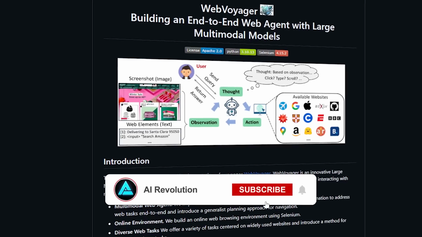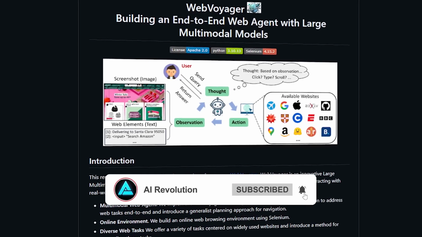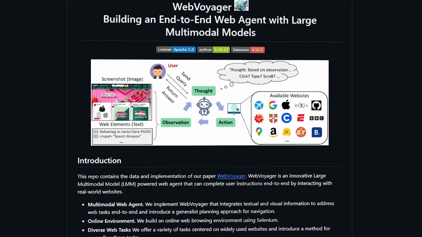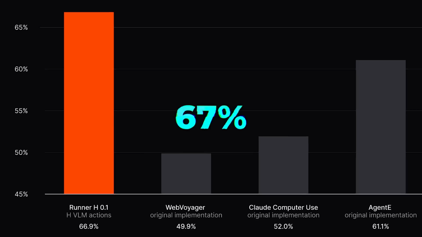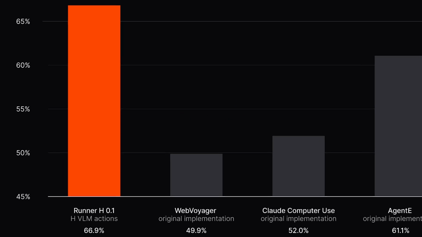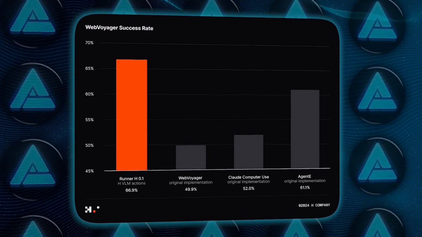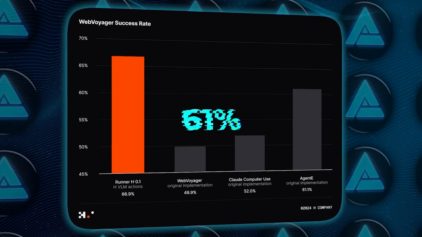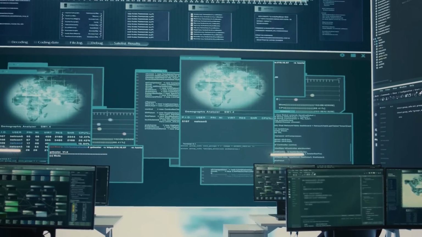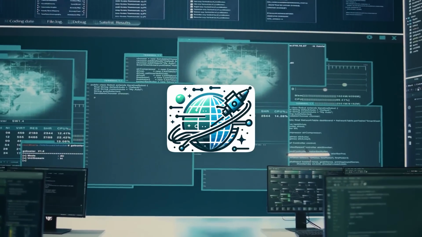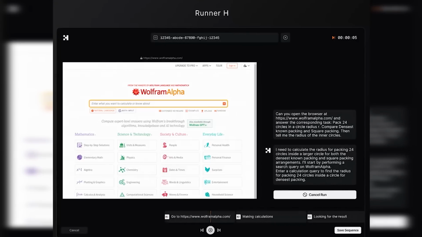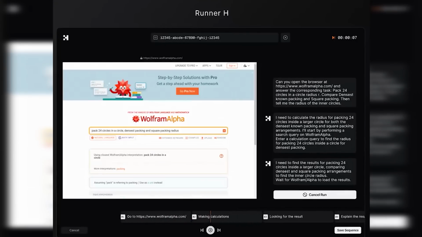The technology behind Runner H is backed by solid benchmarks. On Web Voyager, a test that evaluates an AI's ability to navigate and interact with live websites, Runner H scored 67%, beating competitors like Anthropic's Computer Use at 52% and Emergence Agent E at 61%. What makes this even more impressive is that Web Voyager uses live public websites, so the performance isn't just theoretical, it's tested in real-world conditions.